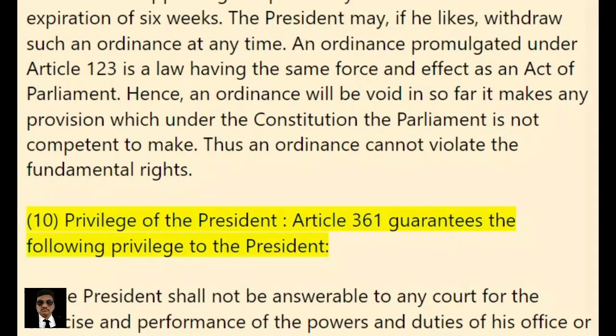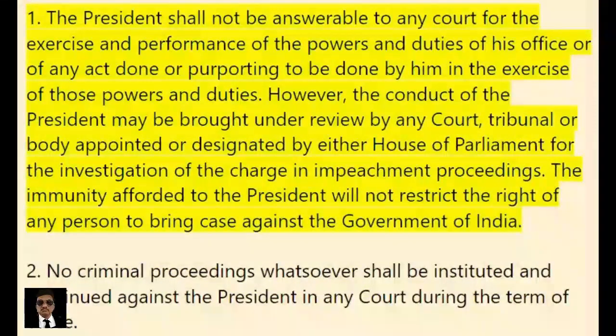10. Privilege of the President. Article 361 guarantees the following privileges to the President. 1. The President shall not be answerable to any court for the exercise and performance of the powers and duties of his office or of any act done or purporting to be done by him in the exercise of those powers and duties. However, the conduct of the President may be brought under review by any court, tribunal or body appointed or designated by either House of Parliament for the investigation of the charge in impeachment proceedings.